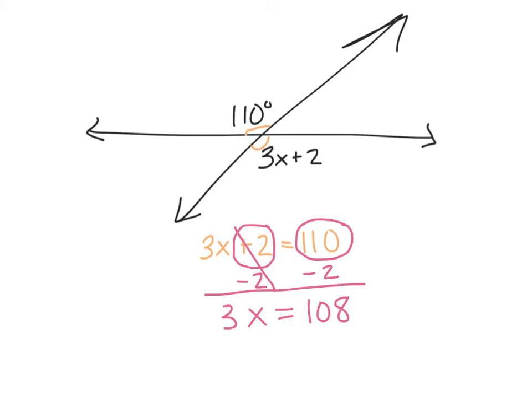From there, we are going to do our inverse operation. Remember, the 3x means that they're multiplying, and the inverse of multiplying is dividing by 3. These will cancel out or equal 1, and x then is 108 divided by 3, which is 36.